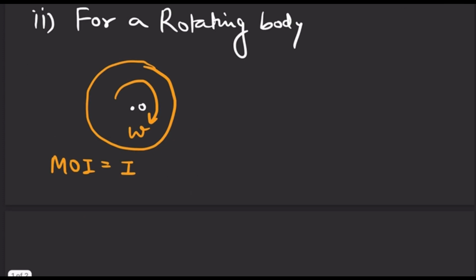Now let us learn how to write angular momentum of a rotating body. On your screen you can see that we have a rotating body that is rotating with angular velocity omega and has moment of inertia I. So the angular momentum of this rotating body can be simply written as L equals I naught into omega, where I naught is the moment of inertia about the center of mass of the body. So this is how you write angular momentum of a rotating body.